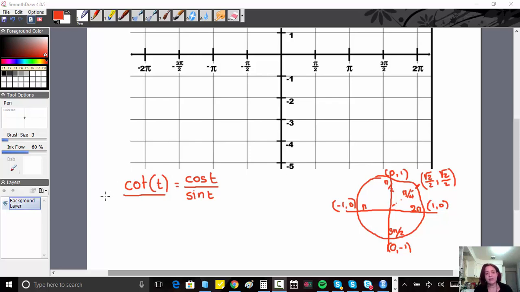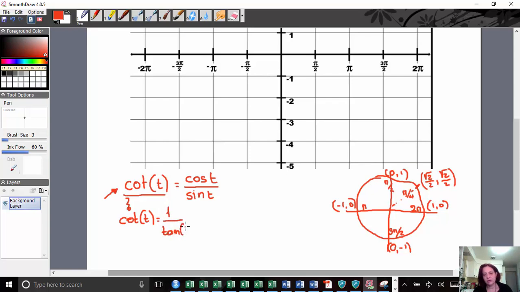Let's review together the cotangent function. The cotangent function is nothing else than the reciprocal of the tangent function. Cotangent of any angle t is equal to 1 over tangent of t. So the first thing that we want to focus on is that the cotangent function has a denominator, and the denominator should never be equal to 0.